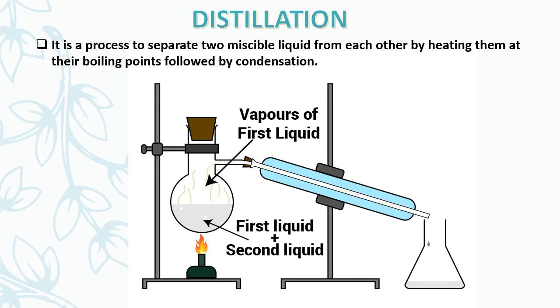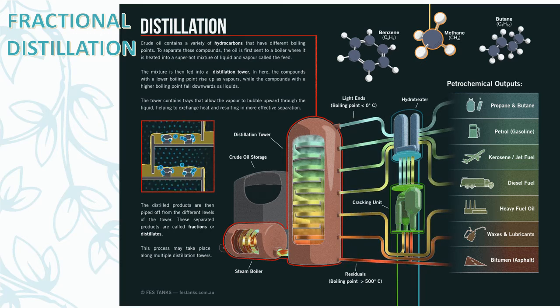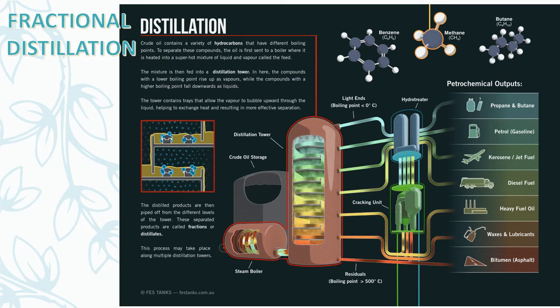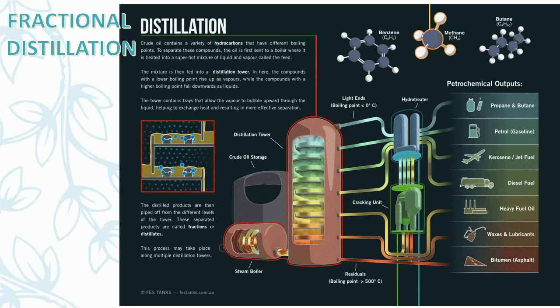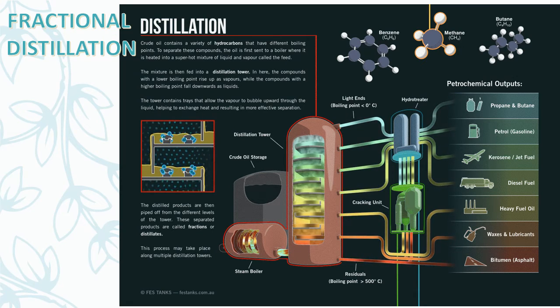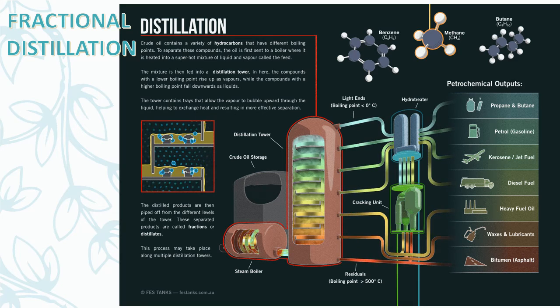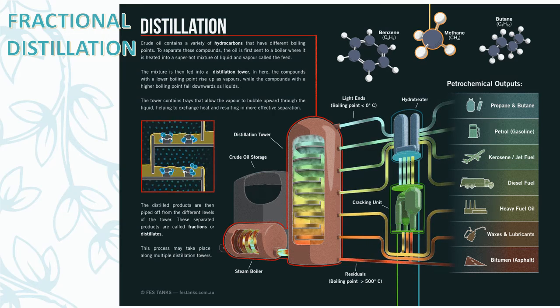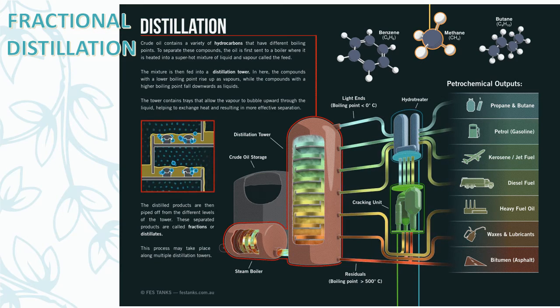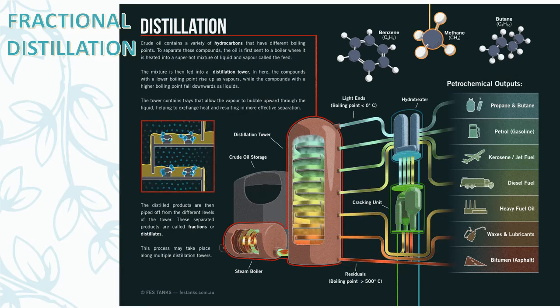Now, in case we have more than two miscible liquids, then what will we do? So, we will check it now. In case of more than two miscible liquids, we are going to take the help of the fractional distillation process. This we have already studied in grade 8, fractional distillation of petroleum. Okay, so here is the process of how fractional distillation takes place.